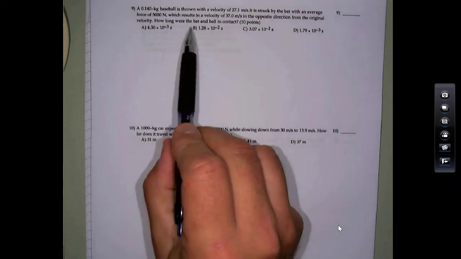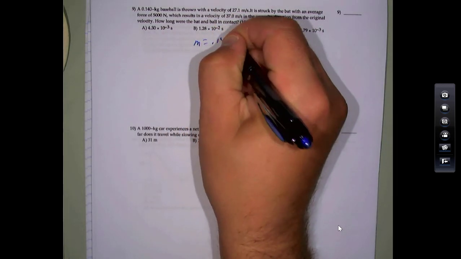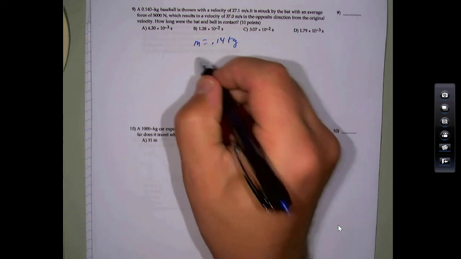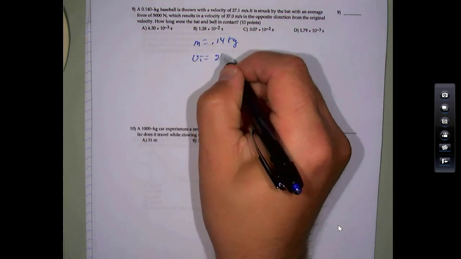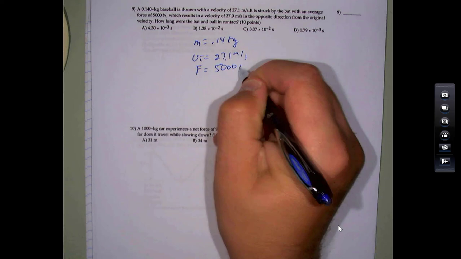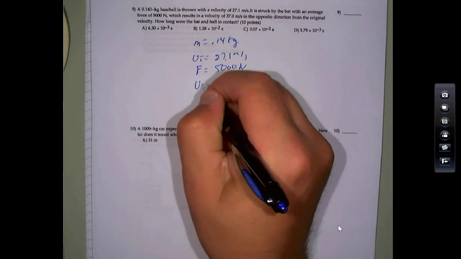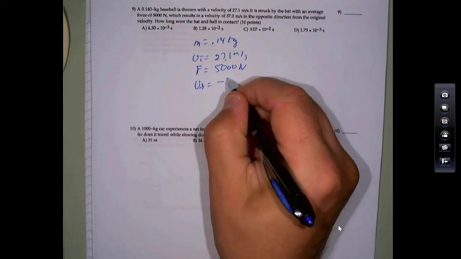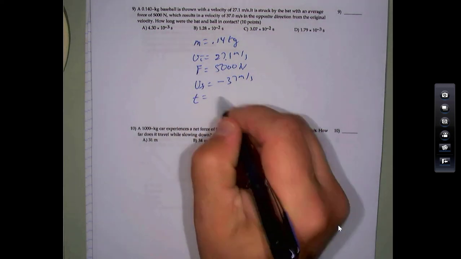This is also from Chapter 9. A 0.14 mass baseball, kilograms rather. This is traveling initially at 27.1 meters per second, struck by a bat with an average force of 5,000 newtons, which results in a velocity of 37 in the opposite direction. Okay, so it's important to include that fact. That's why I put minus 37. How long were the bat and ball in contact?